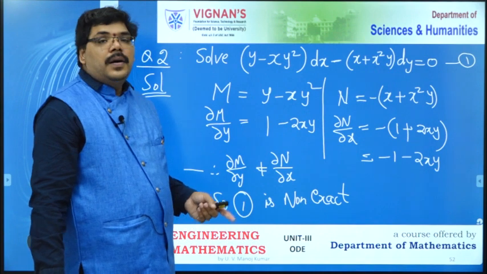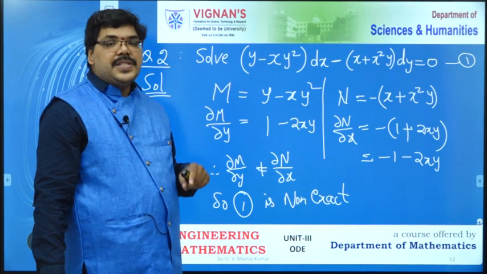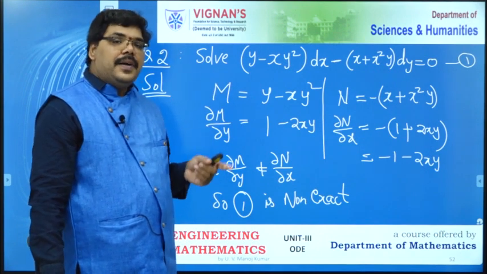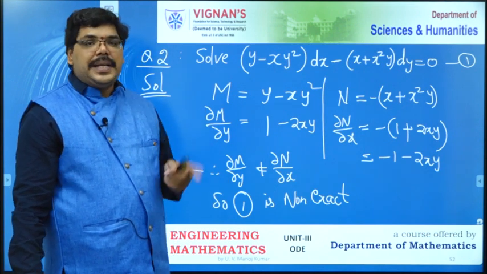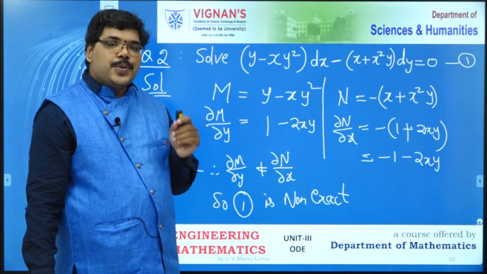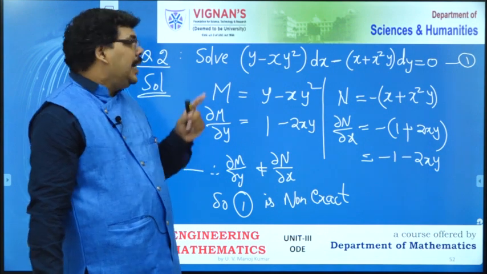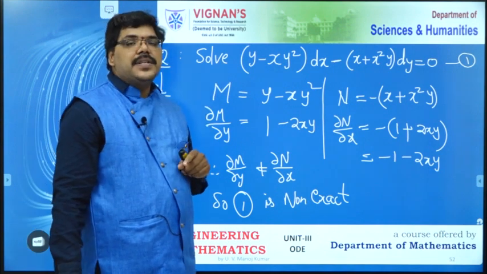So given differential equation 1 is non-exact. If a given differential equation is non-exact, we have to convert that into exact by finding suitable integrating factor. Let us see the first differential equation given.